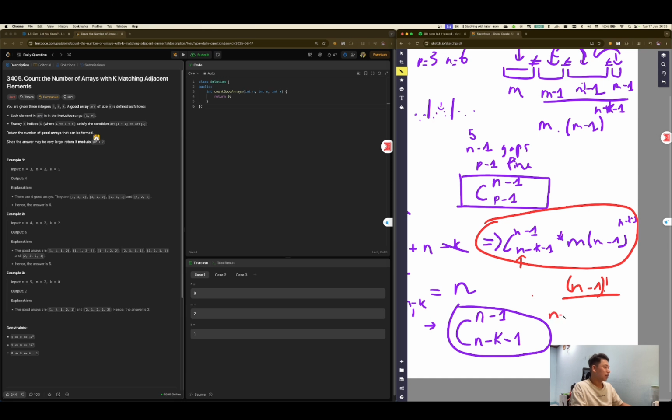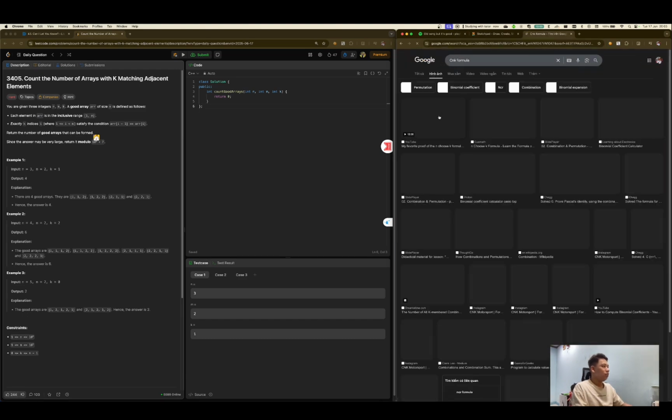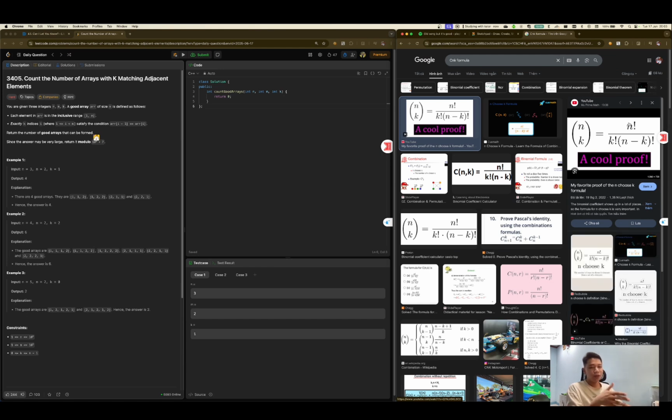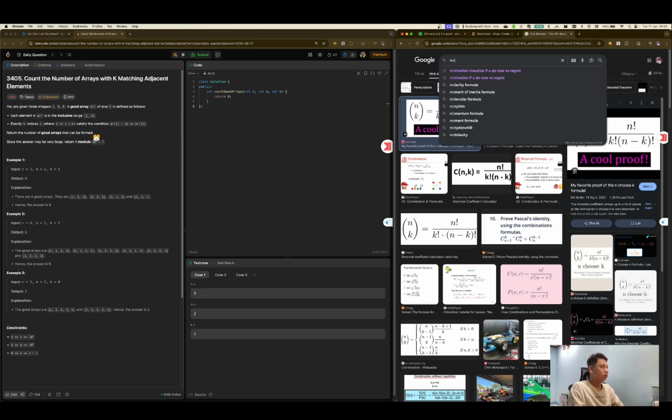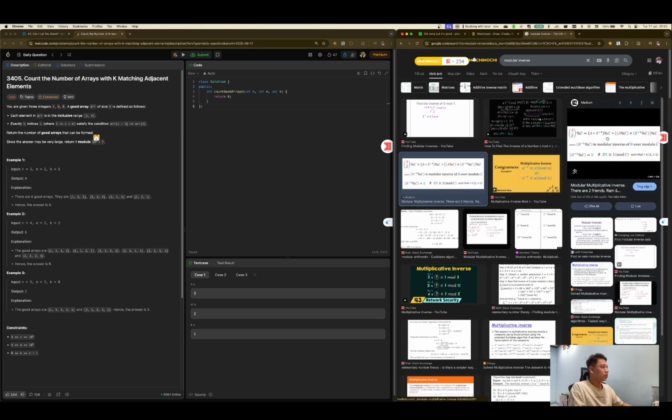That's it. This is n minus 1 factorial over k factorial times n minus 1 minus k factorial. If you can see the nCk formula, it is something like this. Okay, we need to calculate this. But actually, what we're going to do is in modulo, so we need to calculate the modular inverse. Yes, you must find the inverse of a number.